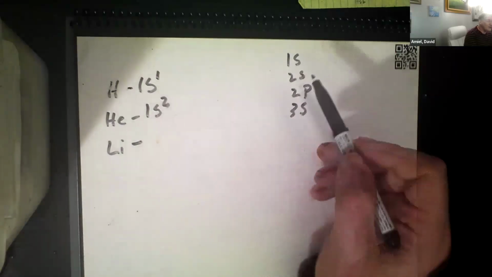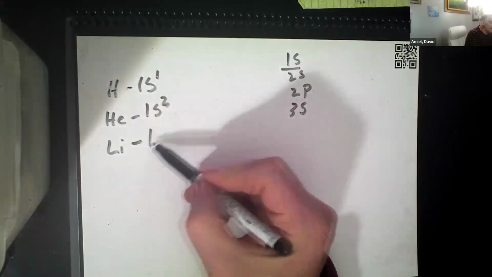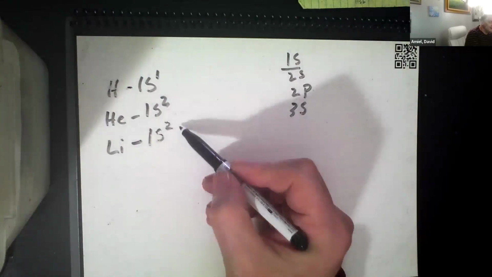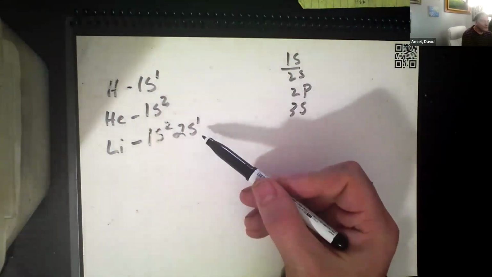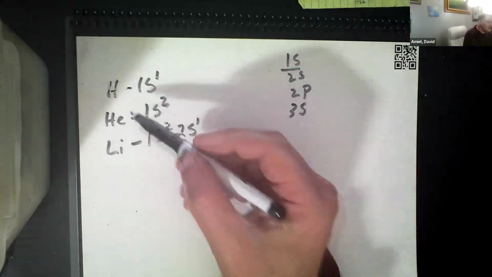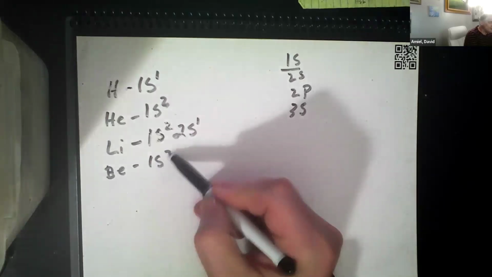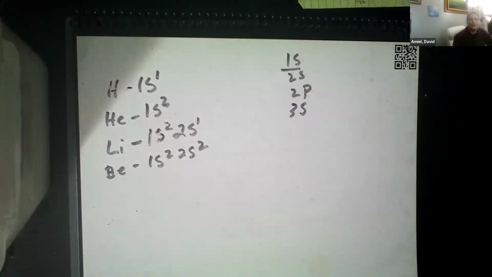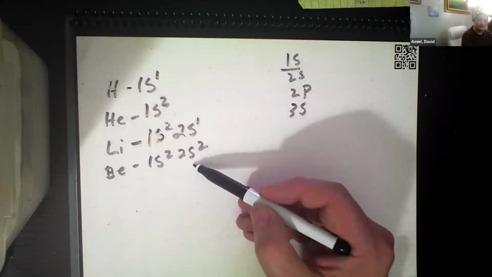So lithium now has filled its 1s orbital. And so lithium is going to be 1s2, 2s1. You've just dumped another electron into its 2s orbital. Hydrogen, helium, lithium, beryllium would be 1s2, 2s2. And this tells you that there are 2 electrons in its 1s orbital and 2 electrons in its 2s orbital.